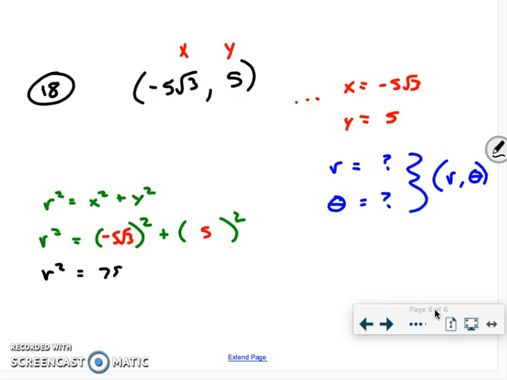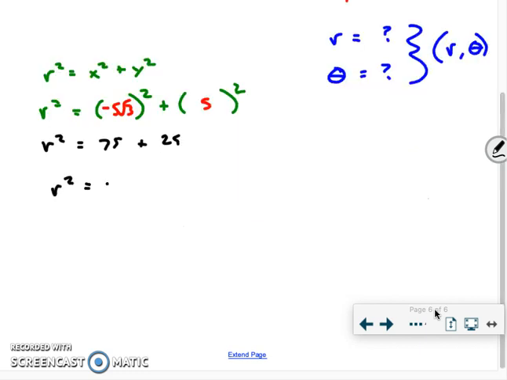Does everybody see how we got there? All right, and then finally, hopefully this is the easier one. 5 squared is 25. Combine those. Now we're saying that r squared is 100. Square rooting both sides, we know that r is equal to 10.